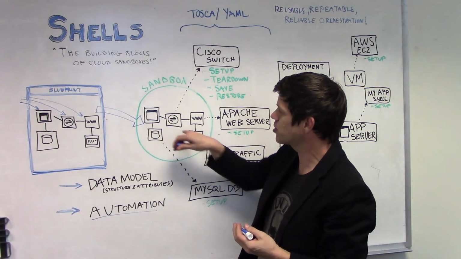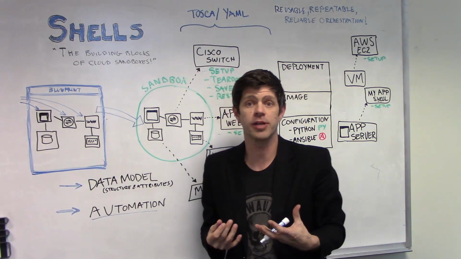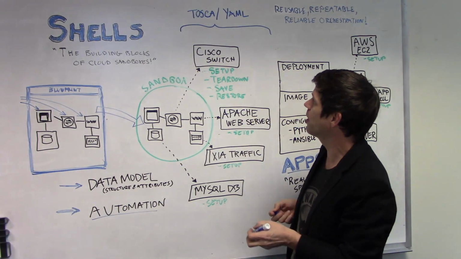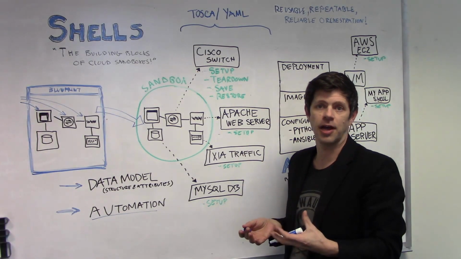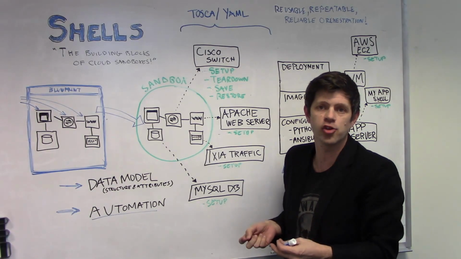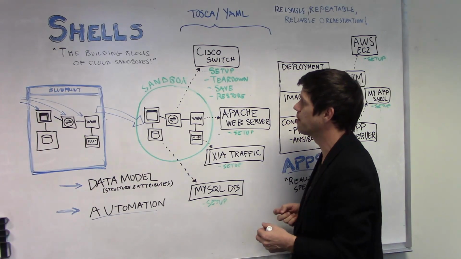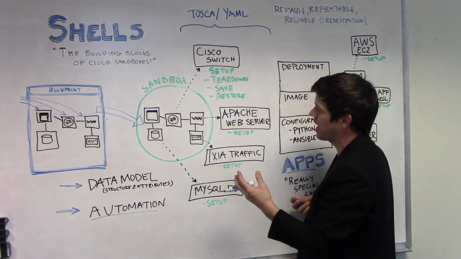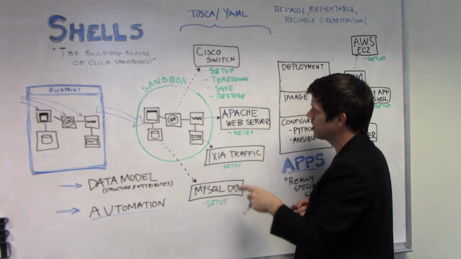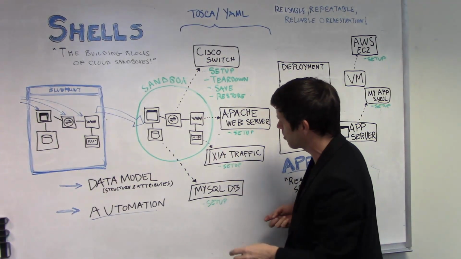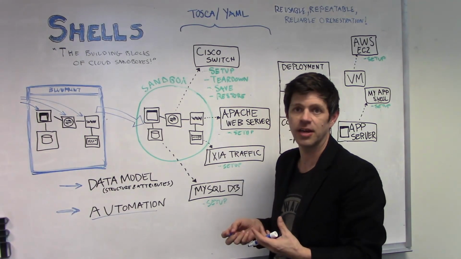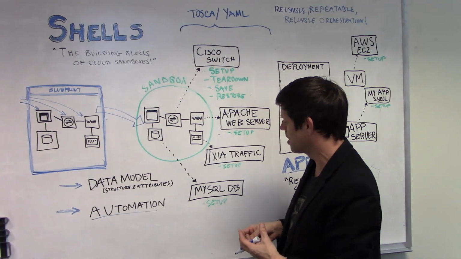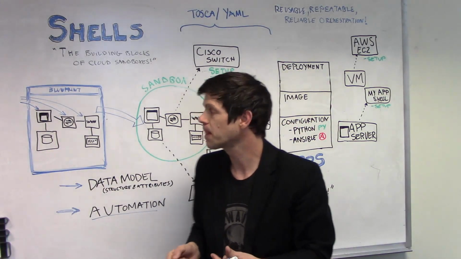Now, if that switch were something like a virtual switch or a VNF component, then it might be built on some other kind of shell, which might be a virtual switch shell. Similarly, our web server, if it's an Apache, is going to be based on an Apache web server shell. Our traffic generator might be based on an Ixia traffic generator shell. Our database might be based on a MySQL database shell.